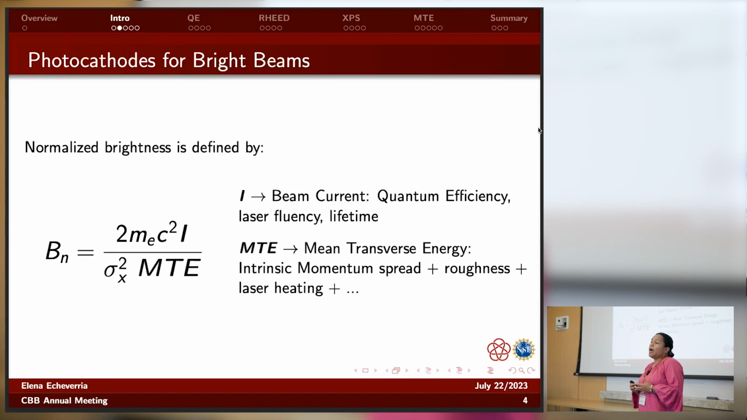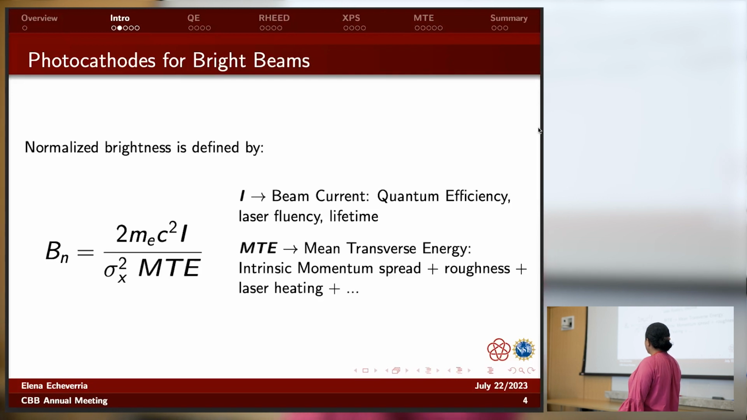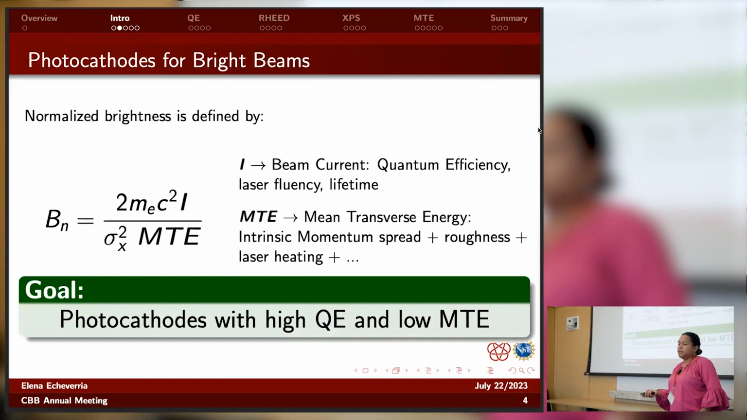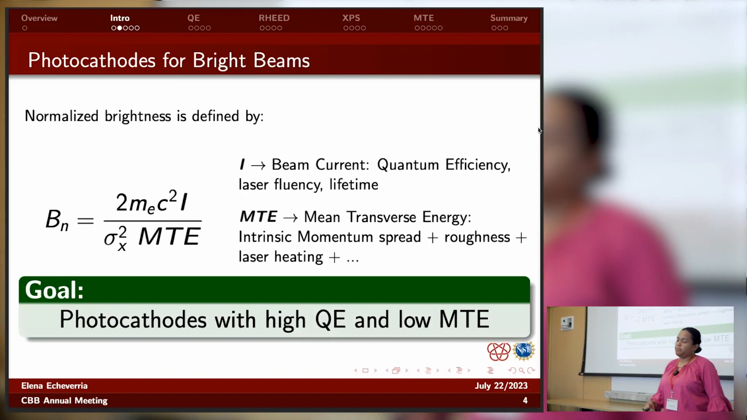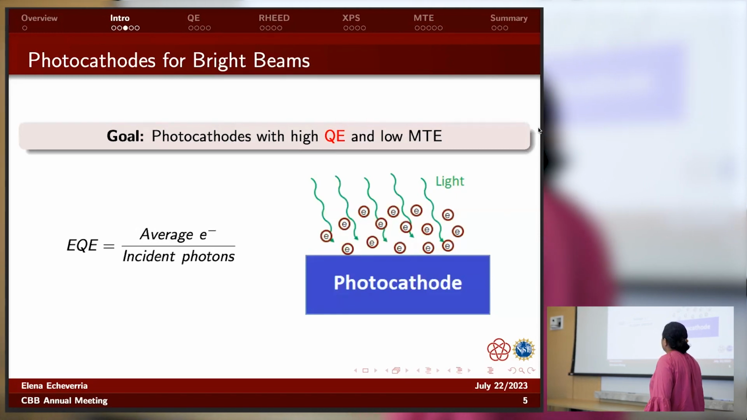Of course, if we want to have a bright beam, which is mainly the goal of this center, we want to have samples that have high current and low MTE. And this is basically the goal of Team 1. So we focus on having photocathodes with high quantum efficiency and low MTE. How can we do that? Well, first let's talk about the quantum efficiency.